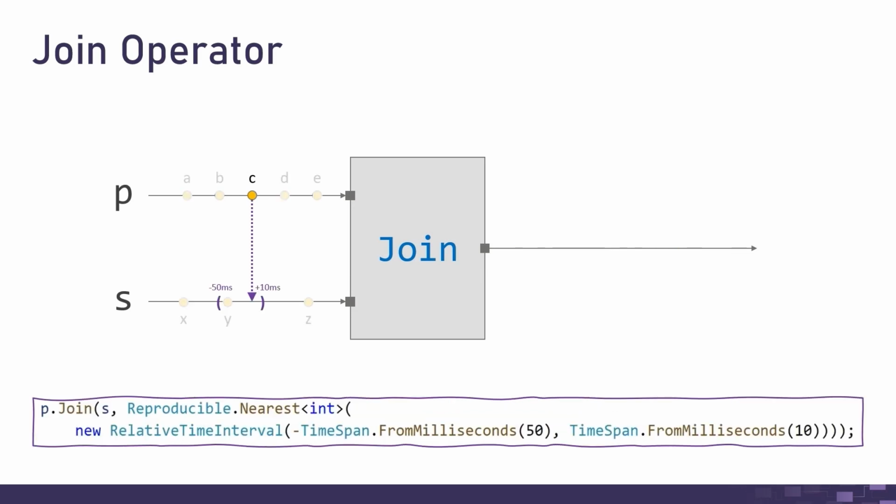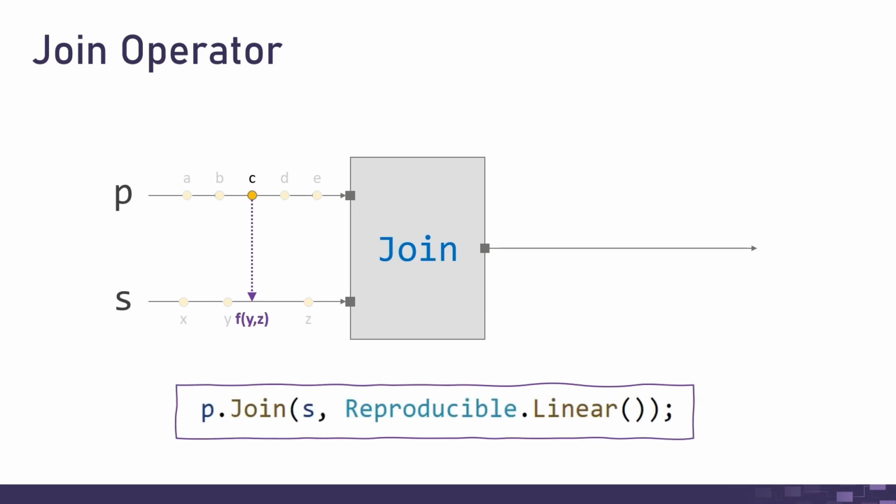Alternatively, you could also specify an interpolator that only picks the nearest message within a configurable time window relative to the primary message, for example, from 50 milliseconds before to 10 milliseconds after. In this case, C would be matched with Y here, but no output would be generated for D, since there is no secondary message within that relative time window with respect to D. You could even have an interpolator that, instead of simply selecting secondary messages to match, actually computes a function over secondary values. A linear interpolator would be one such example.